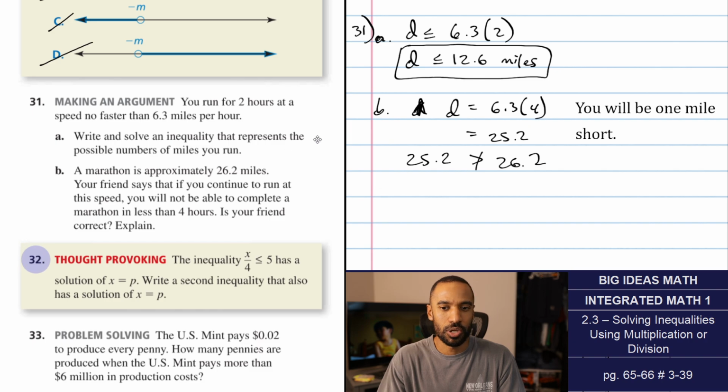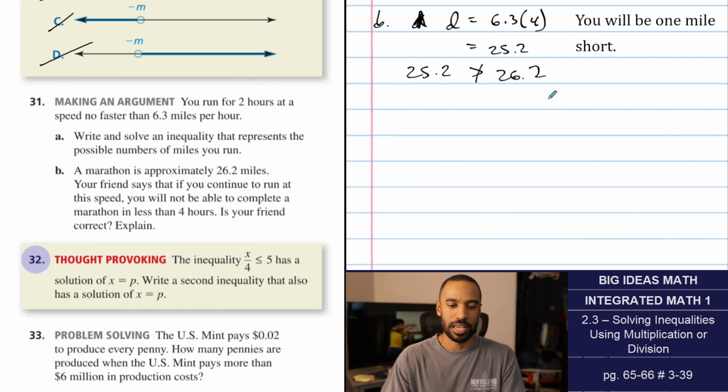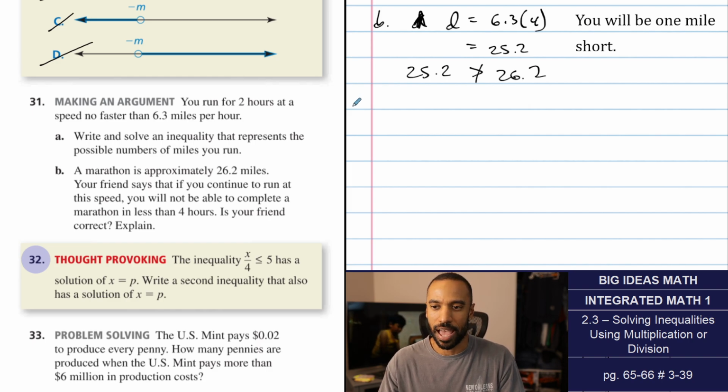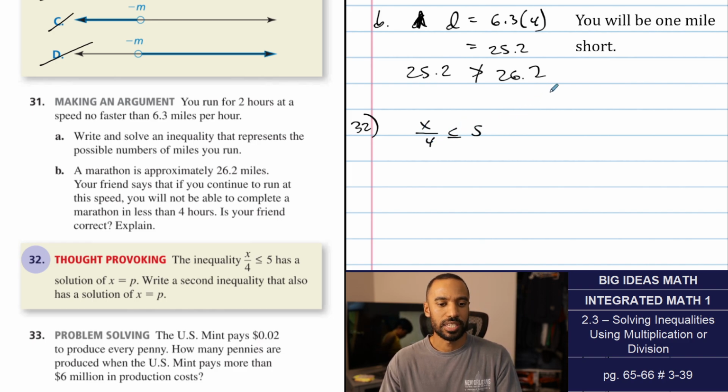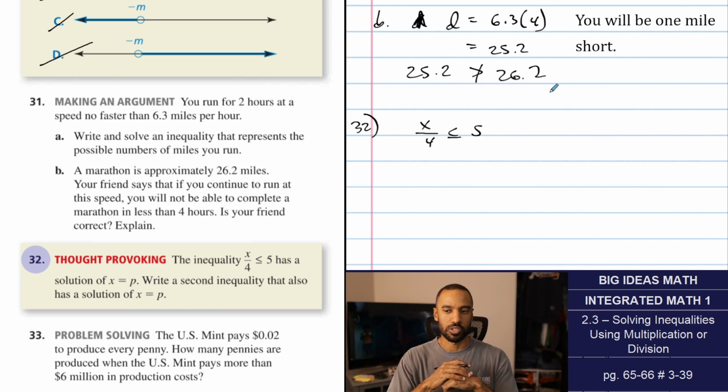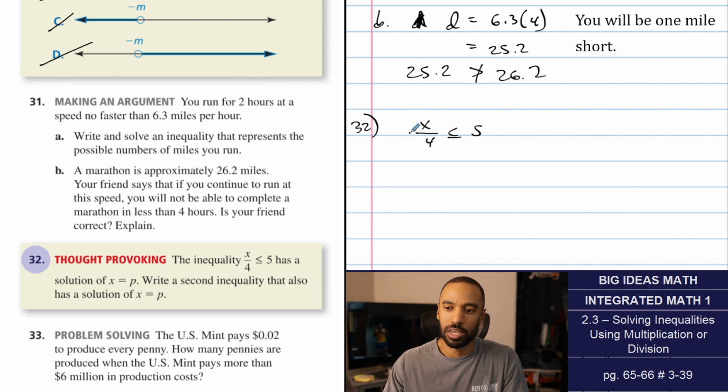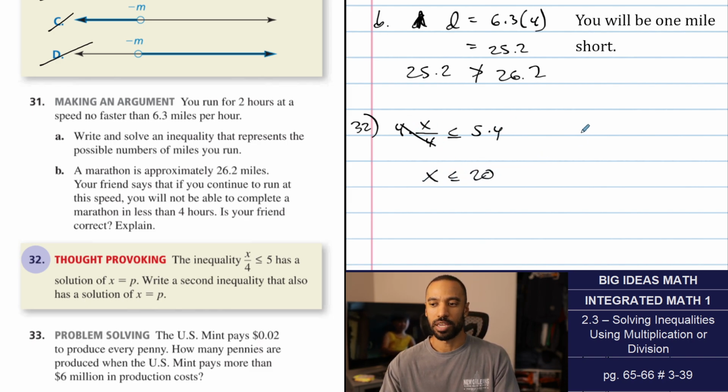All right, number 32, thought-provoking. The inequality x over 4 is less than or equal to 5 has a solution of x equals p. Write a second inequality that also has a solution of x equals p. We'll take a look. If I multiply both sides by 4, this is x is less than or equal to 20. What are values of p that we could be?